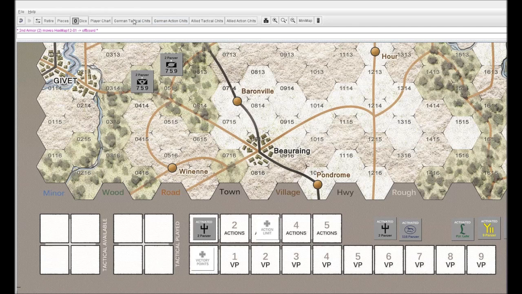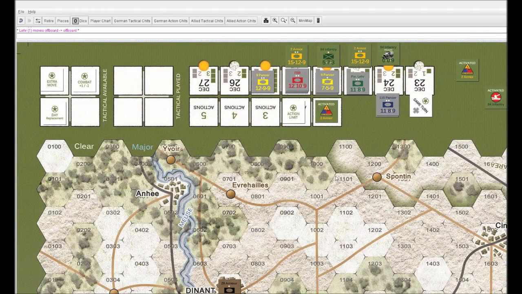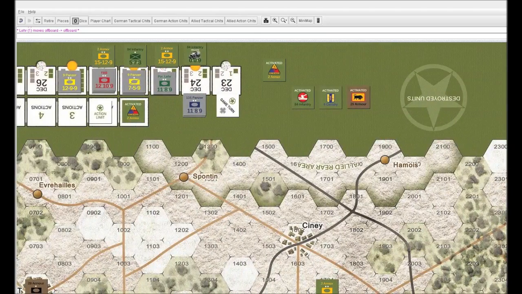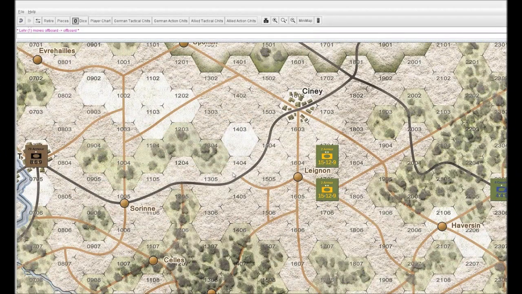So I will go to the German tactical chits, pull another one, and I pulled Panzer Lehr. Notice that I did not pull any events. So as you can see, there can be a great variability between turns because the Germans could have pulled all, some, or none of their tactical chits. But in this case, they pulled both of their formations. So I think that's all I have to talk about this time about the tactical chits and the chit pull system in Cells.